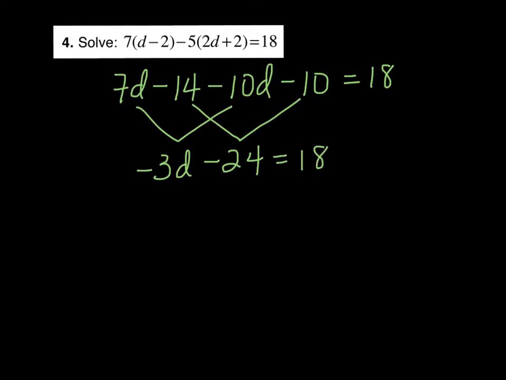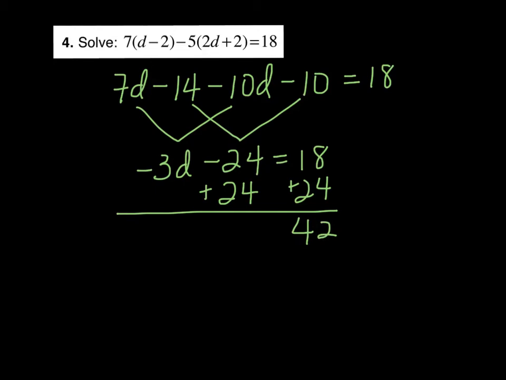Okay, you with me so far? Think of it as negative 14 and negative 10. It's negative 24. 7 and negative 10 is negative 3. I can add my 24 to each side. I like this green color. It's very nice. So that's going to be 42. Double check my math, please. And finally divide. Good chance to review short division. Dividing by negative 3 here to get positive d.